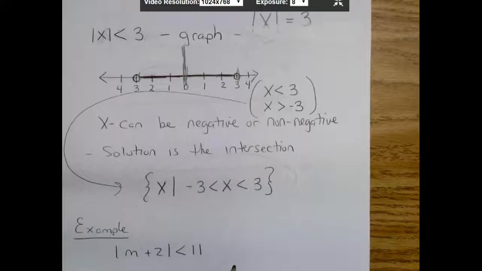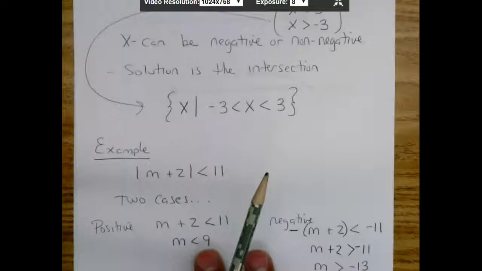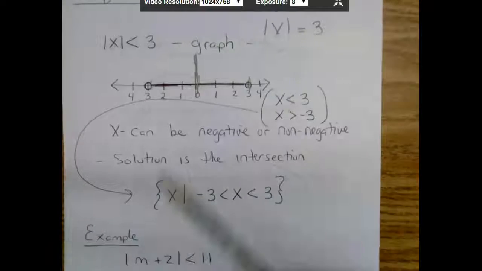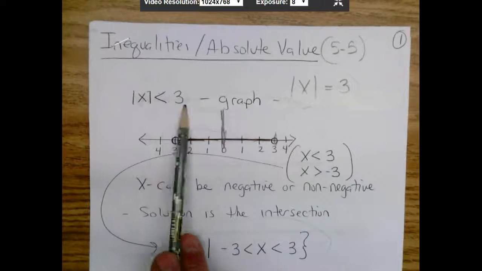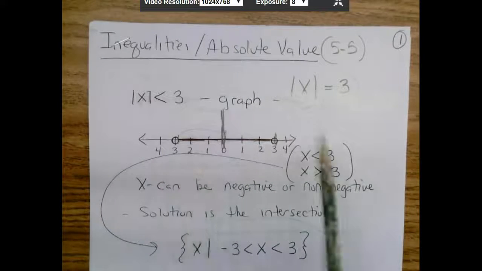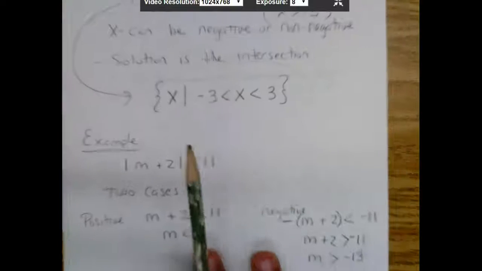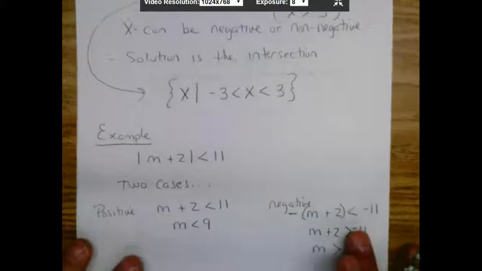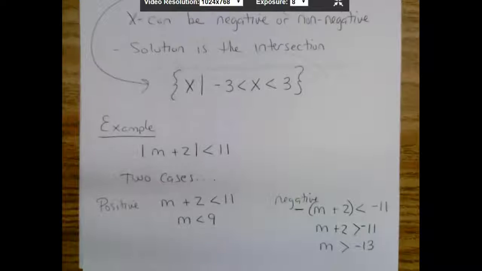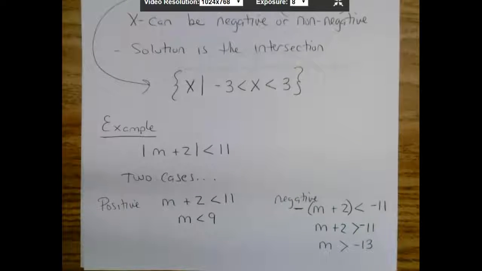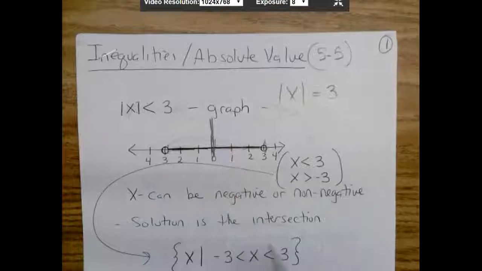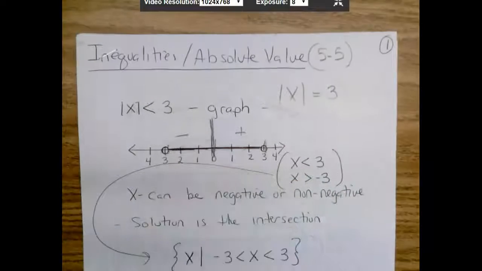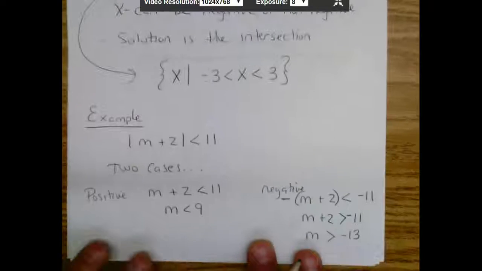Then let's look at how we get to that. If we're just starting out with this, x is less than 3, we can see starting at 0 which directions we can go. But how does that look a little differently with numbers? So let's look at that now. Here we have the absolute value of m plus 2 is less than 11. We have to remember, just like we had at the top, we have the positive and the negative possibilities. So we're going to do the same thing here.